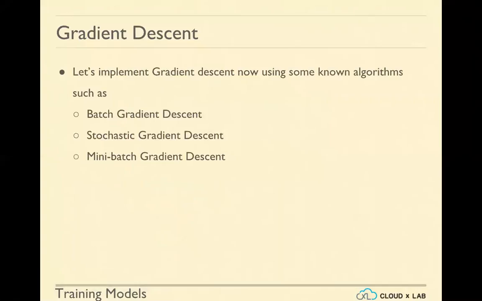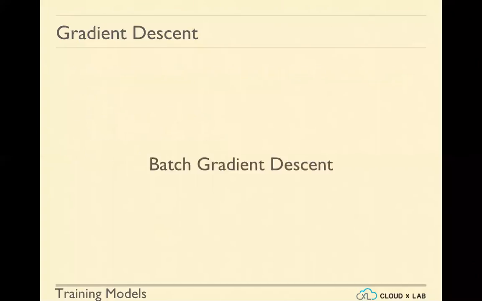Now, there are slight variants of gradient descent. There are basically three kinds of variants. One is the standard batch gradient descent, which is the one we have talked about. The second is stochastic, and the third is mini batch. We're going to implement one at a time and take a look at it.